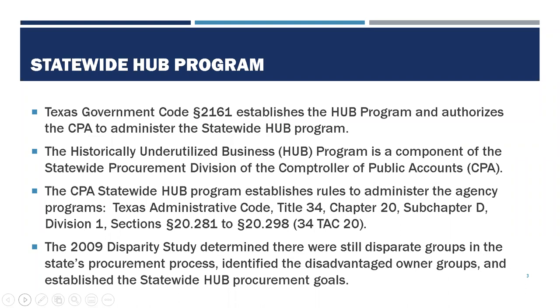The 2009 disparity study, or the last disparity study, was completed in 2009 and determined that there were still disparate groups in the state's procurement process. Therefore, we still have a historically underutilized business program. That disparity study identified the disadvantaged groups and established the statewide hub program procurement goals. Next slide, please.